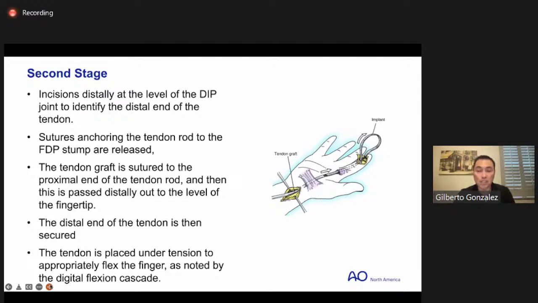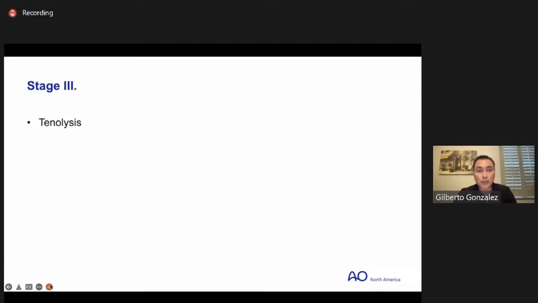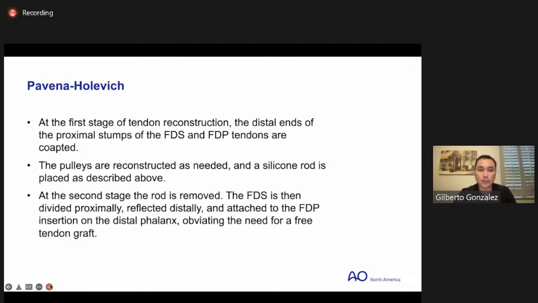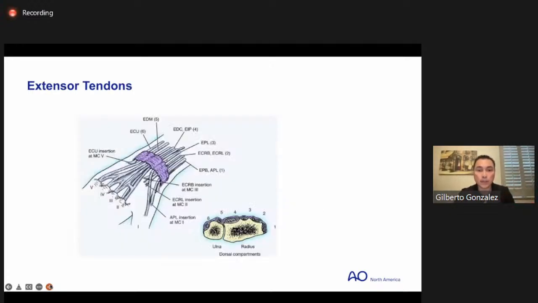One of the most important steps of this operation is to have adequate tension, which is noted by a good flexion cascade. Stage 3, I mean, it's not a stage 3 itself, but a lot of these patients are going to require a tenolysis. Just briefly, I'll mention the Paneva-Holevich procedure, which is a modification after Hunter described it in 65, where you use your FDS and FDPs as the graft, as the donor, and there is no need to harvest tendons somewhere else. Some people are in favor, some people are not too much.